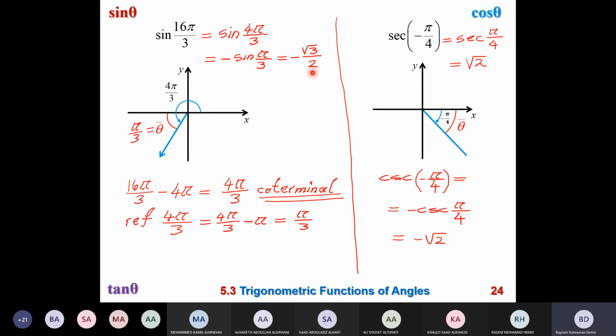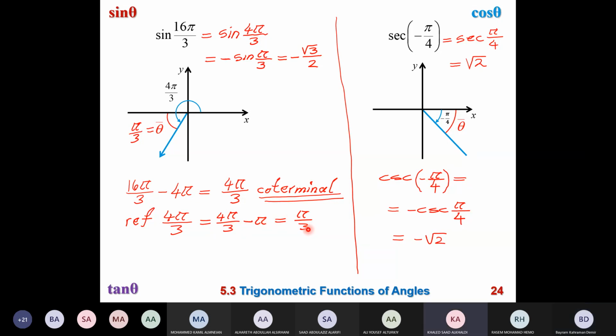All right. Are we sure? We understood the idea here? So we first find the coterminal angle from 16 pi over 3, because it is greater than one rotation, right? So find the coterminal first, and then look at the reference of the coterminal. The reference of the coterminal is 4 pi over 3 minus pi, which is pi over 3.